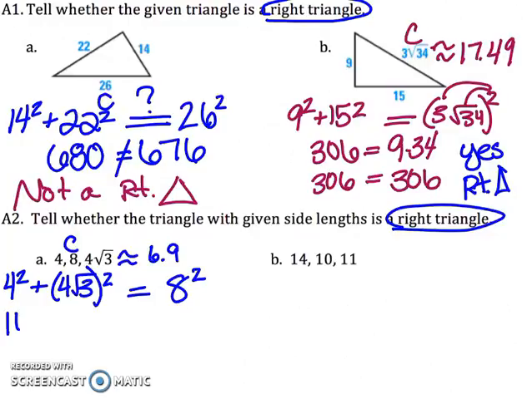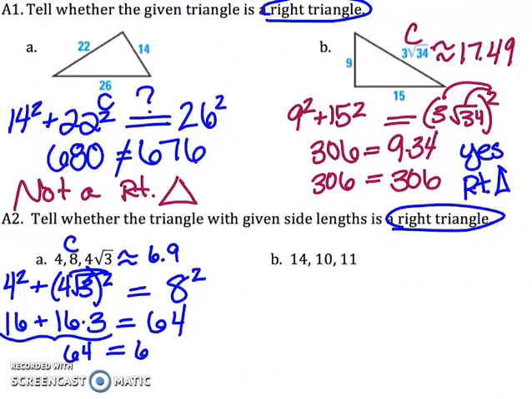So on the left side, 4 squared is 16. And then if I bring the square in, that's 16 times 3. 8 squared is 64. Well, 16 plus 16 times 3, that's 64. So 64 equals 64. So to answer the question, the answer is yes. It is a right triangle.